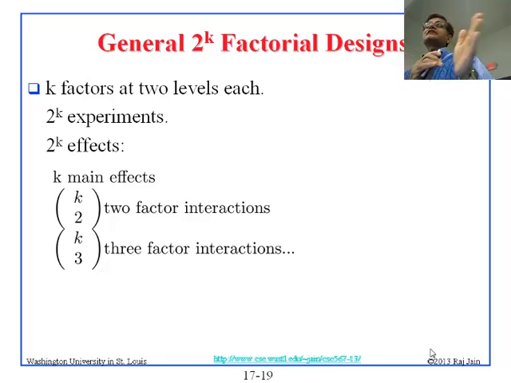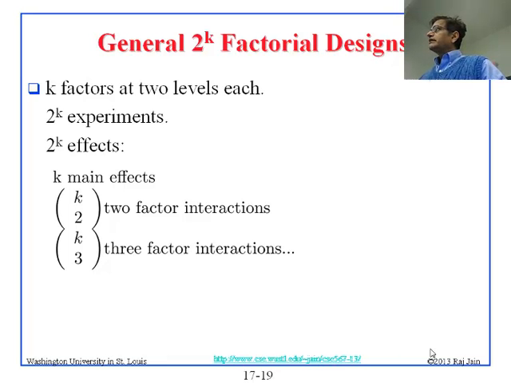Just like we extended regression in many different directions, now we are going to take the simplest design and extend it to 2 raised to k, where 2 raised to k means there are k factors each at 2 levels. So you have 2 raised to k experiments, and you have 2 raised to k effects. Out of this, k are main effects.